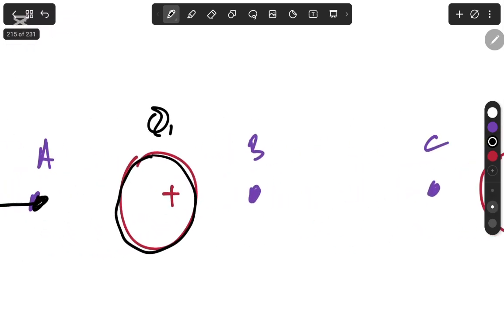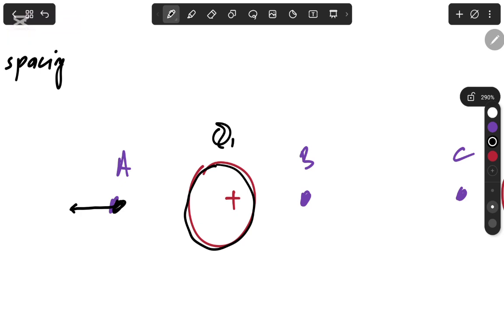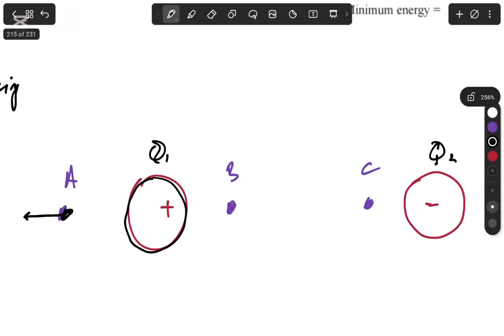So it will be repelled away by Q1, but it will also be attracted by Q2. Now since the distance from point A to Q2 is a lot more, the electric field strength will be weaker. So this is E1, E2. When we add both of these fields, we should get an E resultant. Now that will be a bit smaller, because both of the electric field vectors are in opposite directions.